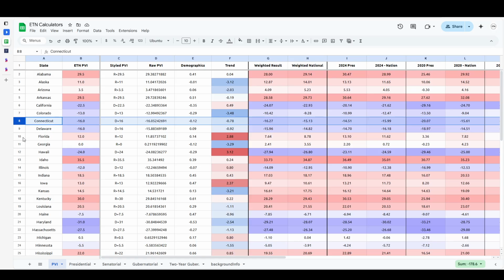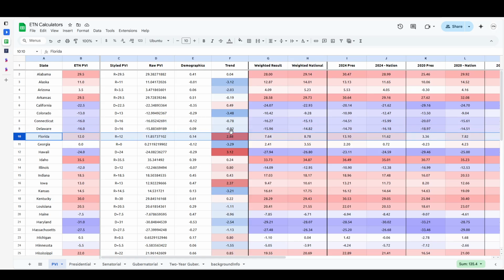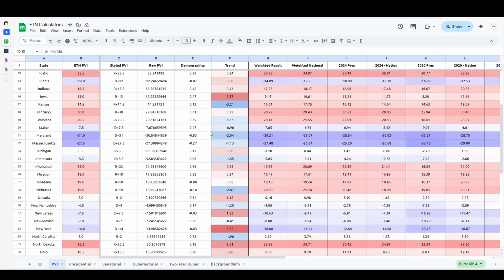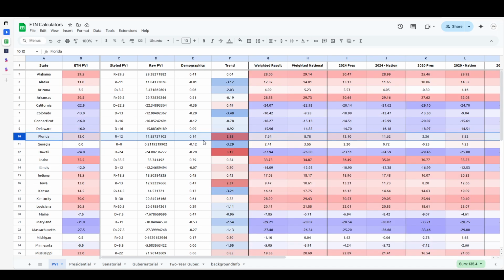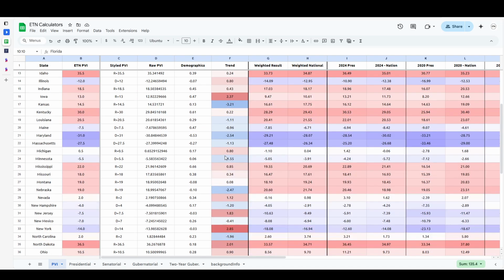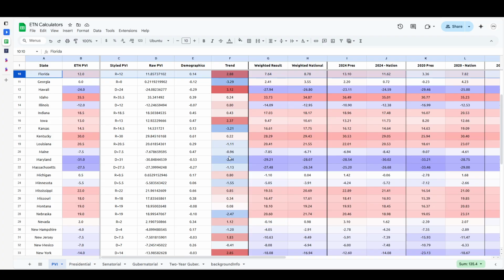So next to me, the state of Florida. This is basically the most right trending state in the entire country. The only one that's more right trending is actually Hawaii.